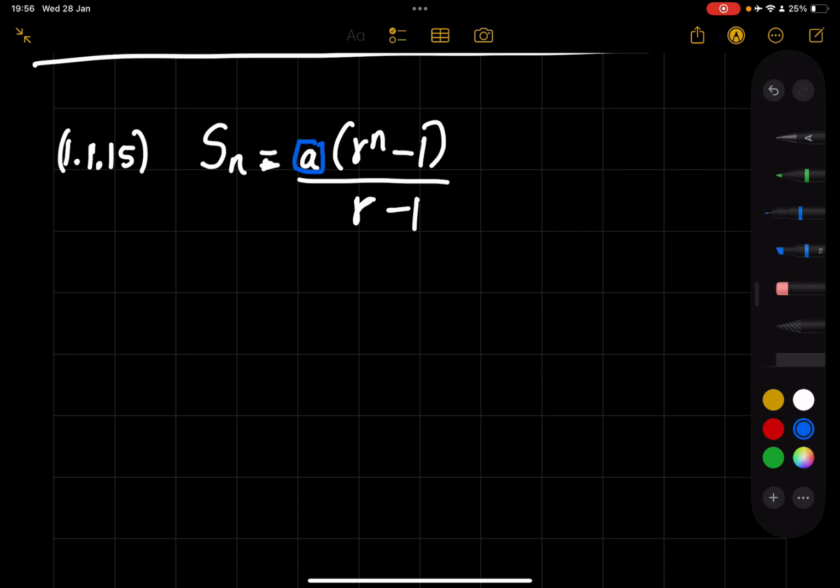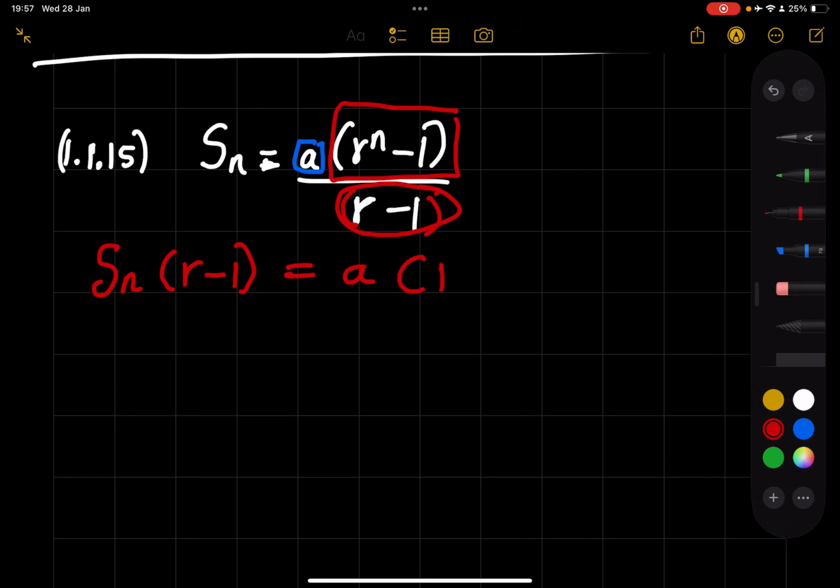Alright. So A is the numerator, and it's being multiplied by r to the power n minus 1. And the whole numerator is divided by r minus 1. So r minus 1 must be multiplied. So we have Sn here. We're going to multiply it by r minus 1. Why? Because r minus 1 is a divisor. It's dividing here on the right. So it must multiply on the left. Then we are left with A r to the power n minus 1.